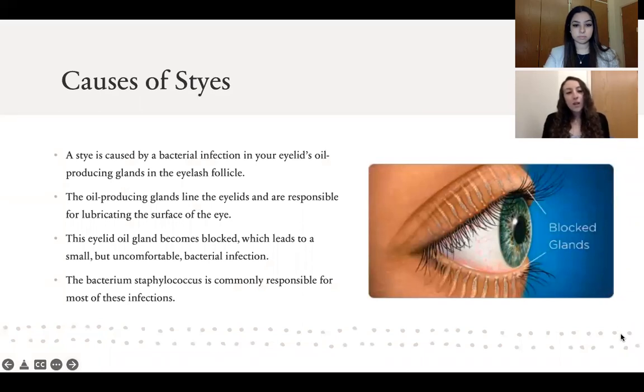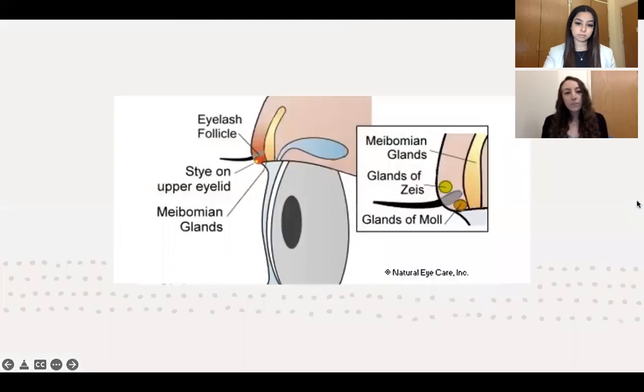So causes of stye. A stye is caused by a bacterial infection in your eyelid's oil-producing gland in the eyelash follicle. This eyelid oil gland becomes blocked, which leads to a small but uncomfortable bacterial infection, and the bacterium Staphylococcus is commonly responsible for most of these infections. And this is just an image showing a little bit more clearly how an eyelash follicle can be blocked.